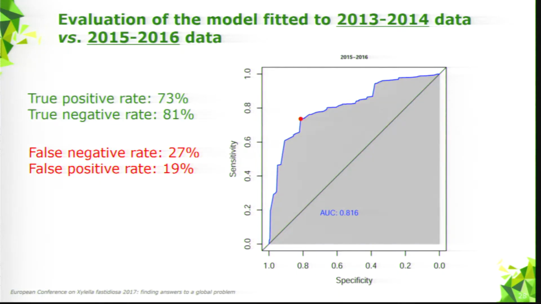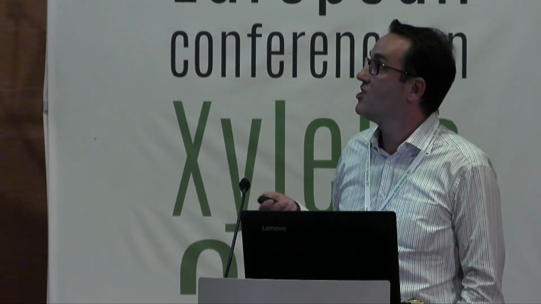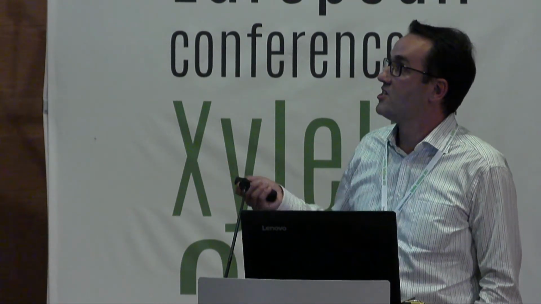And this is the outcome of this evaluation with a ROC curve, that is the receiver operating characteristic curve. Basically, it's a measure of the specificity and the sensitivity. So if we see the good things, there is a true positive rate of 73% and a true negative rate of 81%, but if we look at the opposite side, we were not able to predict correctly 27% of the positives, that is the false negative rate, and nearly 20% of the negatives were also not well predicted. So that means that the model needs further improvement.